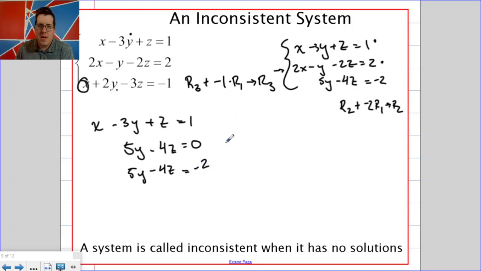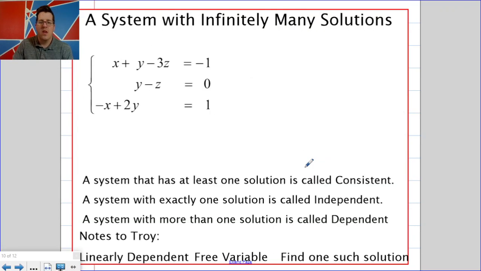This is where the name inconsistent comes from. These two rows are inconsistent with each other. It is not possible for 5y minus 4z to be 0 and -2 at the same time, because 0 and -2 don't equal each other. So that is why that is called inconsistent.